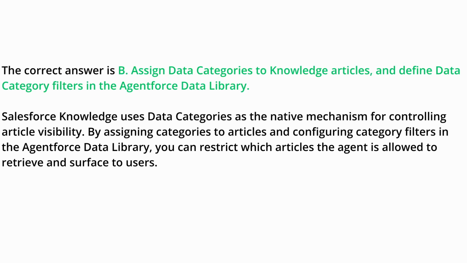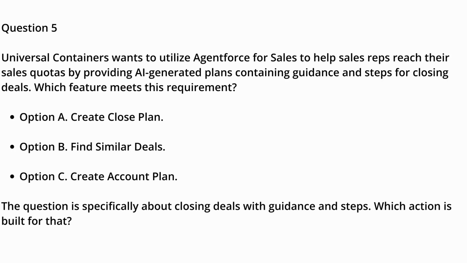The correct answer is B. Assign data categories to knowledge articles and define data category filters in the Agentforce data library. Salesforce Knowledge uses data categories as the native mechanism for controlling article visibility. By assigning categories to articles and configuring category filters in the Agentforce data library, you can restrict which articles the agent is allowed to retrieve and surface to users.